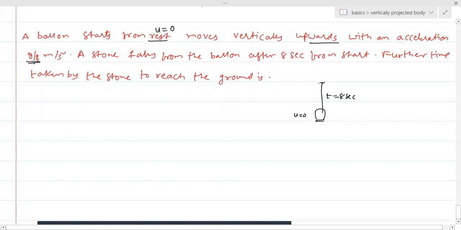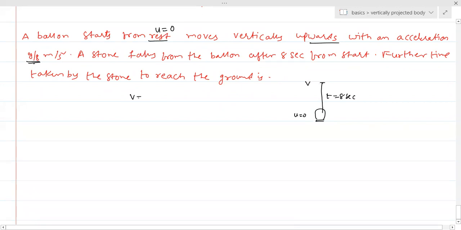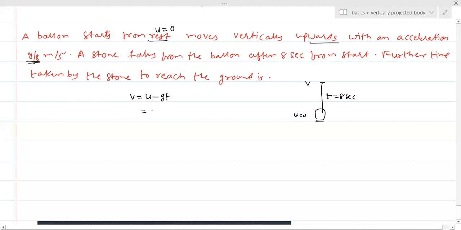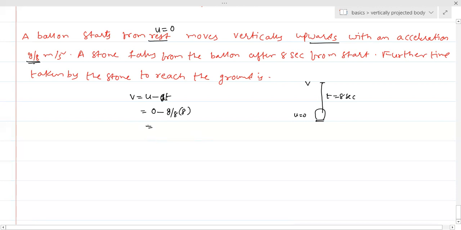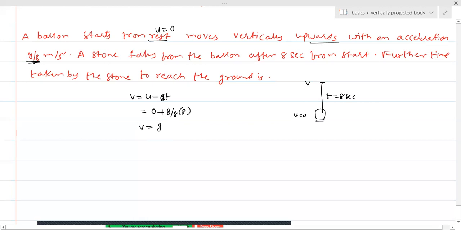So it gains some velocity v, let us say. v is equivalent to u minus gt for a body moving upwards, so u is 0 minus g. Actually acceleration is given, so we will take u plus at, that is g by 8 into t. t means 8. So v is equivalent to g meter per second. You may take it as u plus at, no issues. v equal to u plus at. The body is projected with zero initial velocity, so after 8 seconds it gains a velocity g.